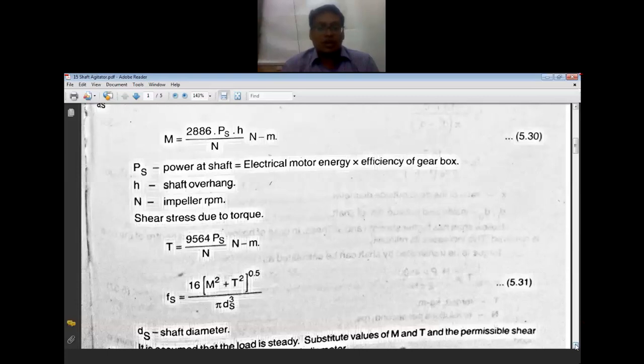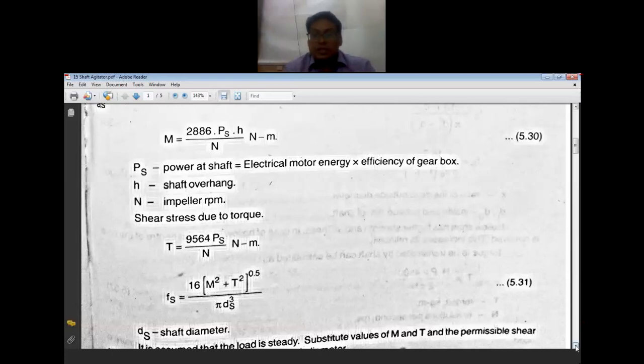Now this is a combined torsion and bending load. So in this formula we are calculating the stresses because of the combination of the bending moment and the torque. Both are taken into account. Bending moment as well as the torque has been taken into account. So the average of that upon this sectional modulus, which is pi ds cube upon 16.